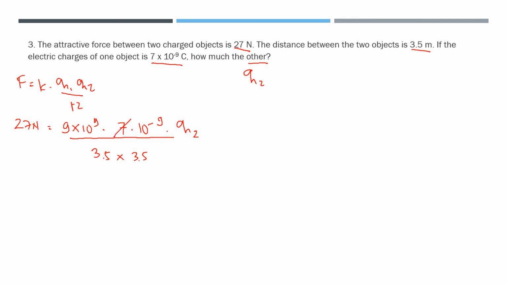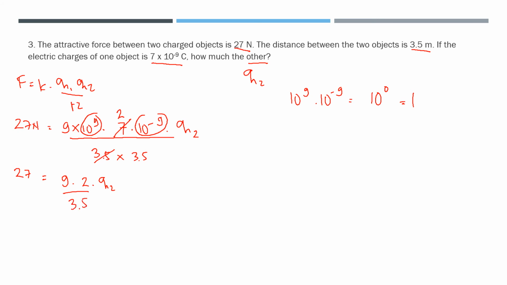Why? So you can cancel these two. Easy, right? So you don't need to count it. If you count it, you waste the time. So just let this be 2, because 7 divided by 3.5 is 2, right? Then this one will be equal to 1, right? Why? 10 to the power of 9 times 10 to the power of negative 9 will be 10 to the power of 0. Every number, when you power it with 0, becomes 1. So it becomes 27 equals 9 times 2 times Q2, right, over 3.5.